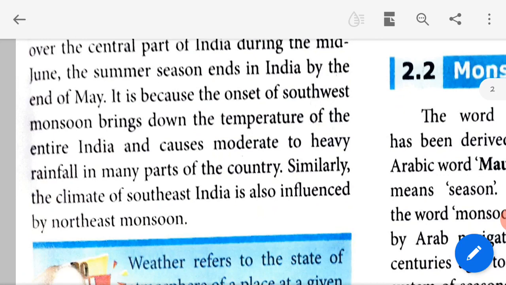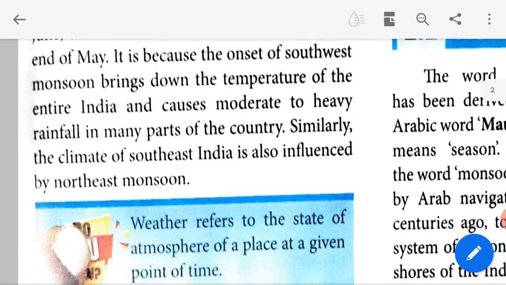Similarly, the climate of southeast India is also influenced by the northeast monsoon. So, southeast is which part? Tamil Nadu and above Karnataka, those places are called southeast. So, their temperature gets lowered because of the northeast monsoon.